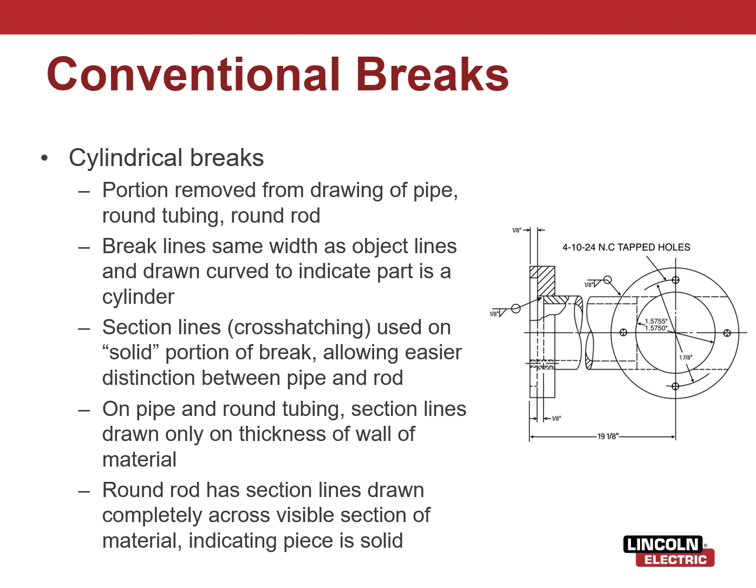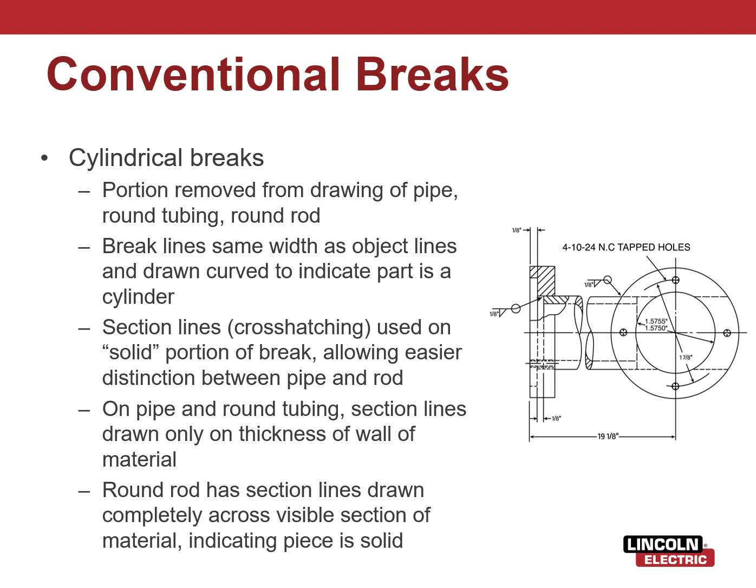So we also have cylindrical breaks. Okay, so here's your break. Looks a little different. It doesn't have that jagged EKG line. This looks more like a fish mouth you would see, or a saddle. So a cylindrical break is just a portion removed from any drawing of like pipe, round tubing, or round rod. Break lines are the same width as the object lines and drawn curved to indicate that it is a cylinder. So that's why they do that kind of fish mouth cut through it.